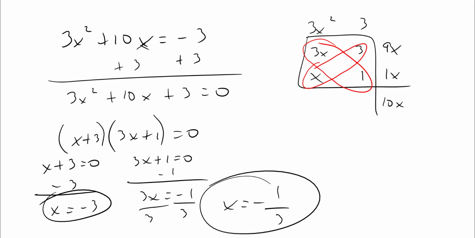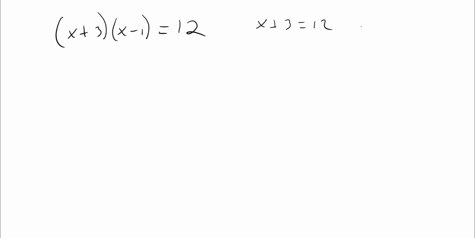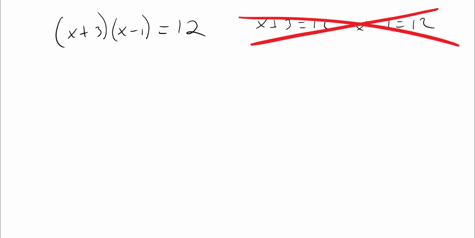Again, just follow along and make sure you're good to go here. So here we go: x plus 3 times x minus 1 equals 12. Now the thing you have to realize here, math fans, is that a really bad thing to do is to go, oh cool, x plus 3 equals 12 and x minus 1 equals 12. Boo! That is completely wrong. The only way you can set factors equal to something is if it's equal to 0. If you do this, you get no credit for it.